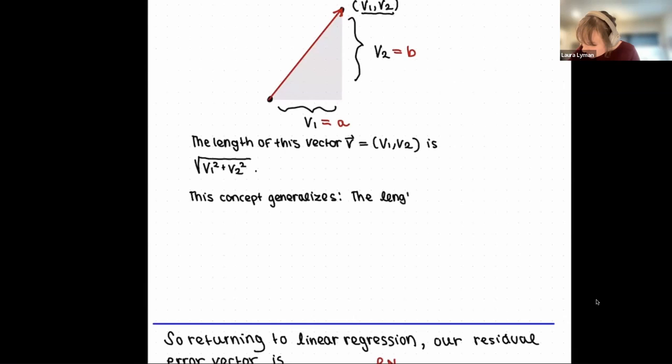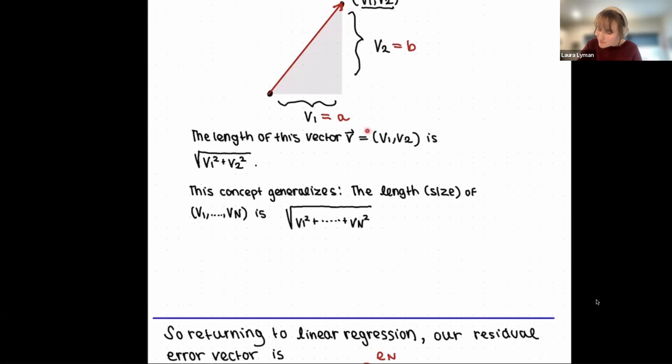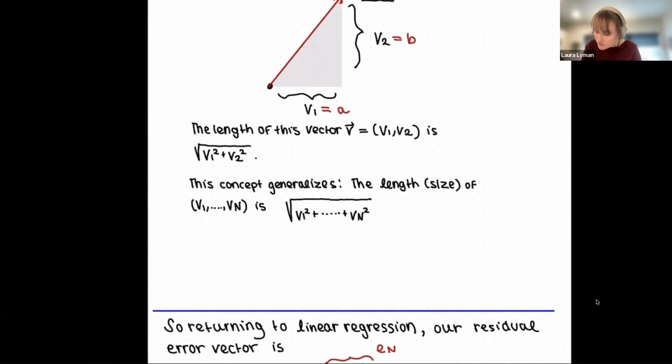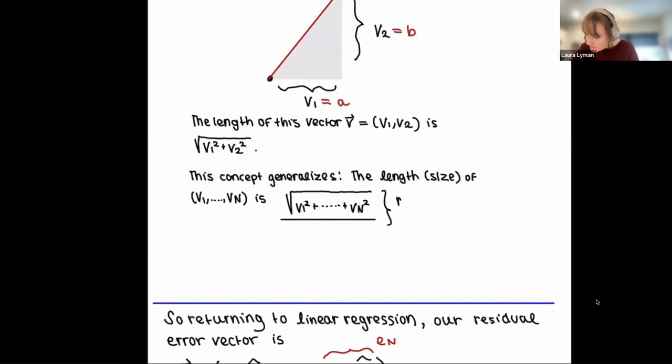We can say that the length or size of V1 to capital N is instead the sum of all of the components squared. So we're taking the same idea as what we did when we had a vector just of size 2, just 2 elements, and we're generalizing to a vector of length capital N. And we're saying that this quantity at the end of the day measures the size of this vector with n elements or components.